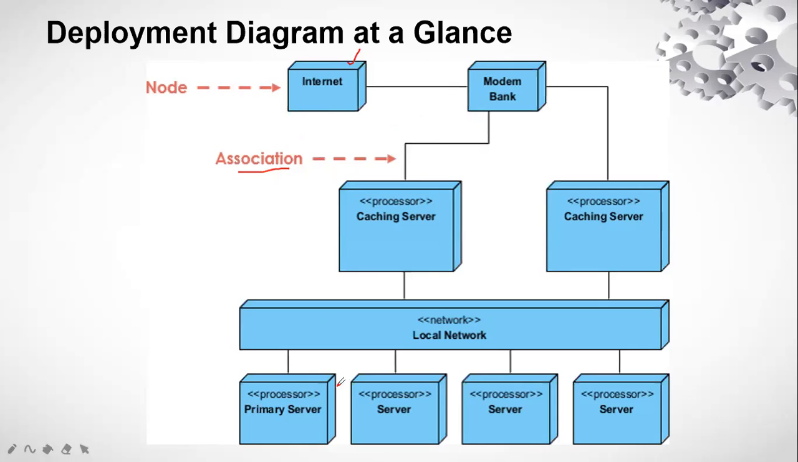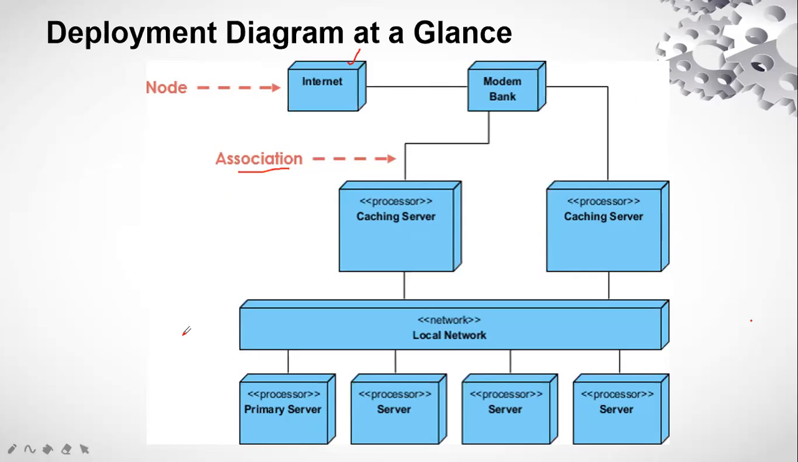Basically, you can see here that these are the servers. This is a local network, this is a caching server, and you have a modem for the bank, and you have the internet. This is how you are going to access the internet through the LAN. So this defines the deployment diagram. This defines the architecture, how the system is going to look at runtime.